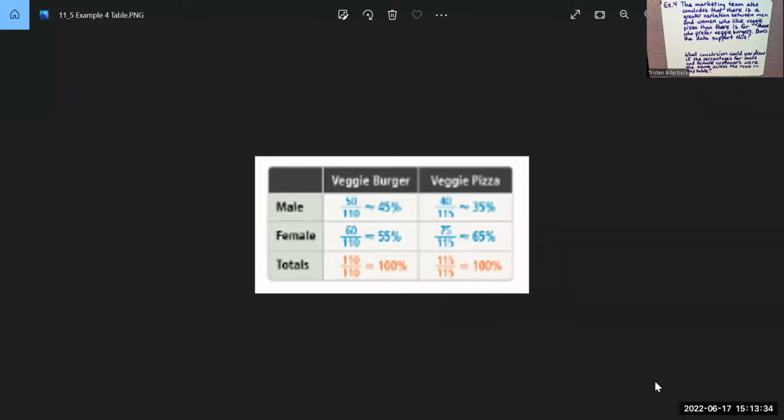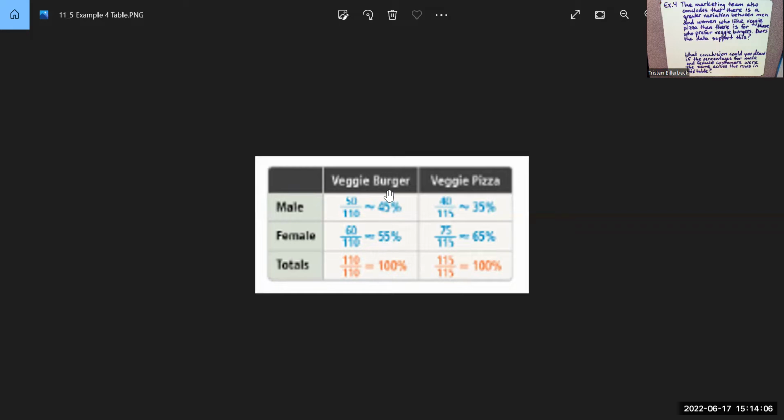Okay, so we have example 4 here. The marketing team also concludes there is a greater variation between men and women who like veggie pizza than there is for those who prefer veggie burgers.